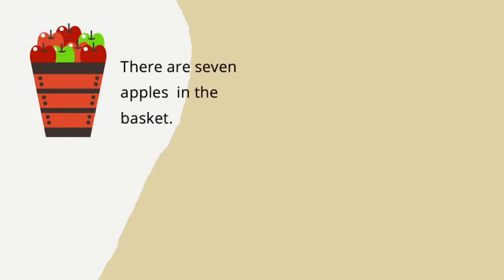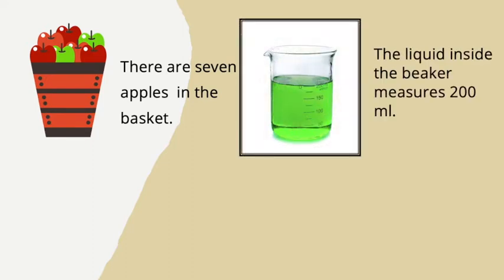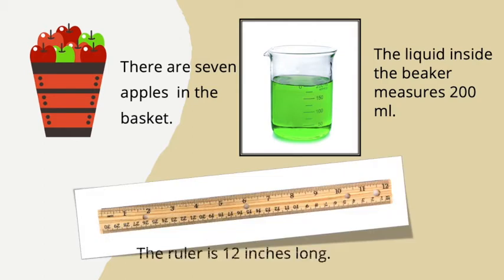An example of a quantitative observation is shown. There are 7 apples in the basket. Another example of quantitative observation is the liquid inside a beaker measures 200 milliliters. The ruler is 12 inches long is another example of quantitative observation. Other examples of quantitative observation are age, weight, volume, and scale.